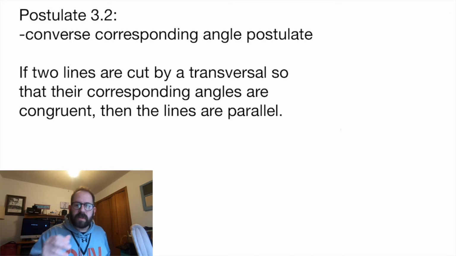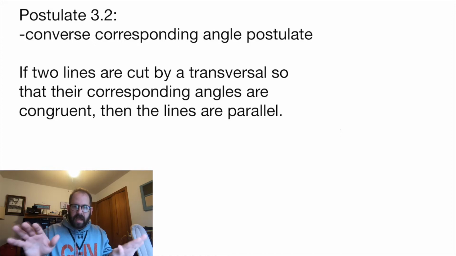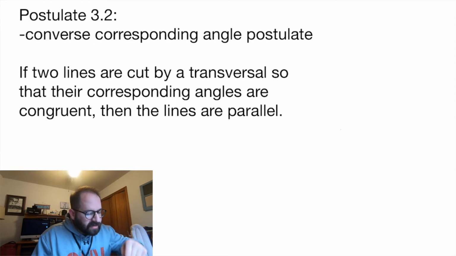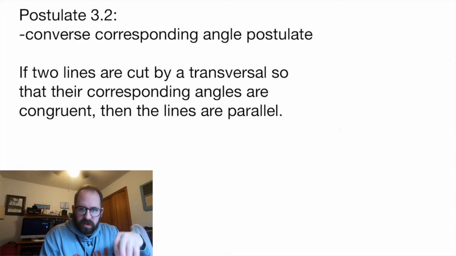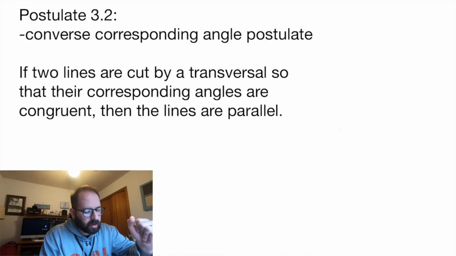A converse is where you take a mathematical statement and you flip it around. So I think the example I used yesterday, I said, if it is snowing, then I'll wear a jacket. Well, a converse of that statement would be, if I'm wearing a jacket, then it is snowing, right? I switched the jacket and snowing parts around. Well, that's what this postulate did. This postulate was actually 3.1's postulate. They just switched the words around. 3.1, if you don't remember, was the corresponding angle postulate.